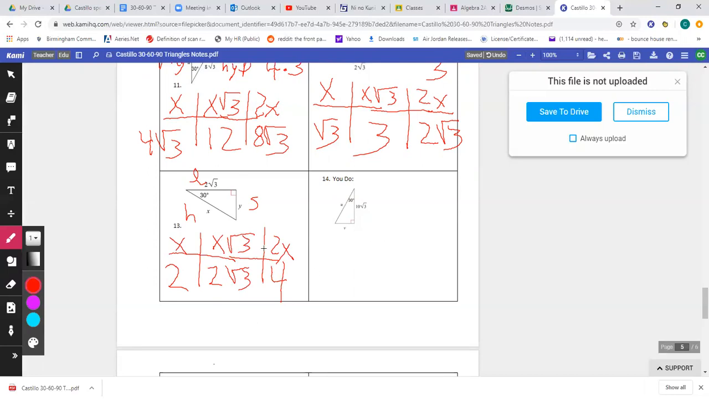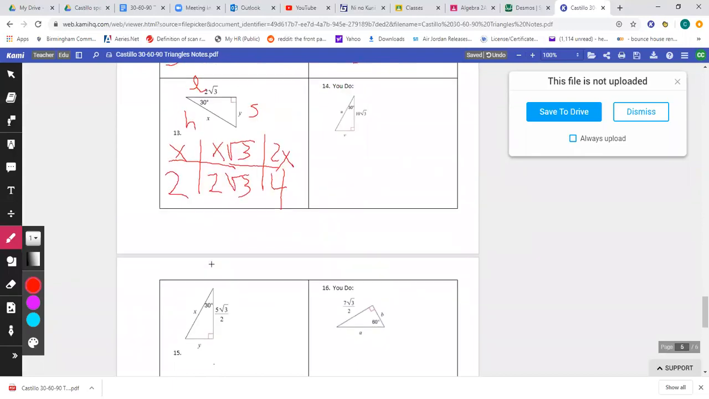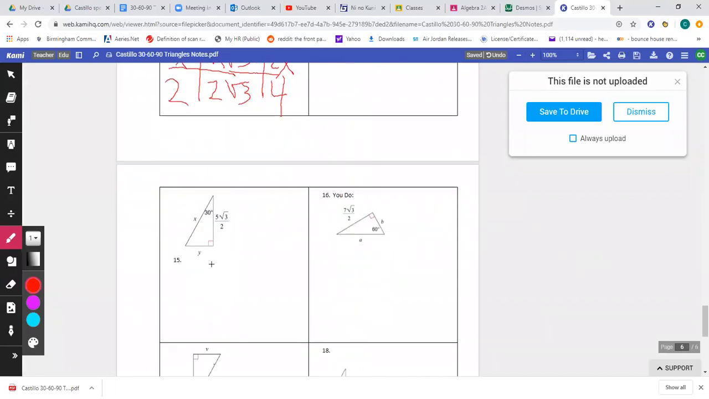I'm going to skip 14. 14 is very similar to 13. And I want to make sure we get through every single type of problem you're going to get. So we only have 2 more types. So number 15, this is my short, my long, and my hypotenuse.